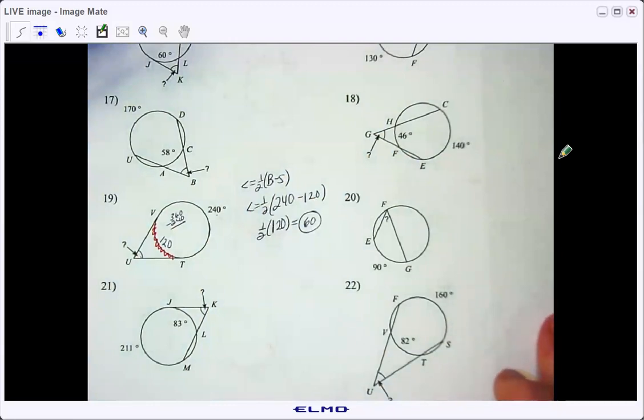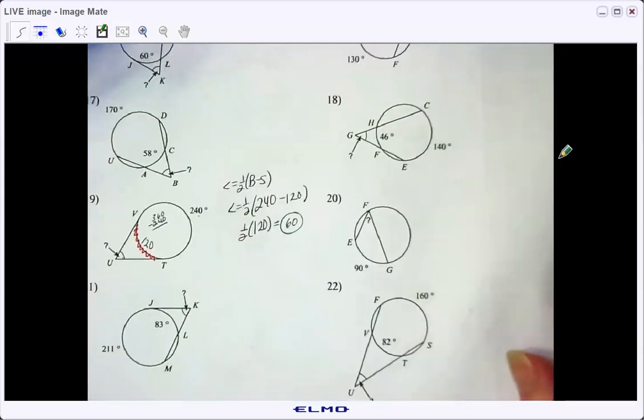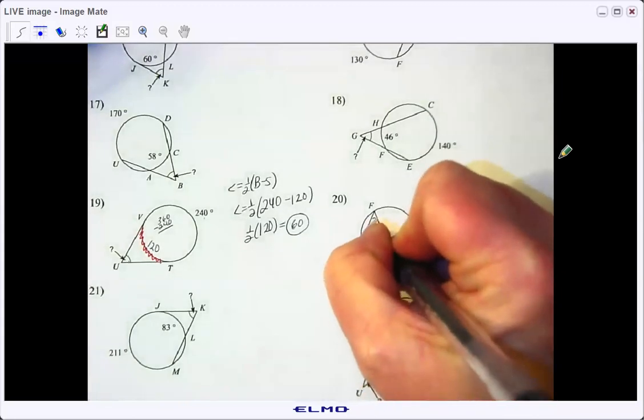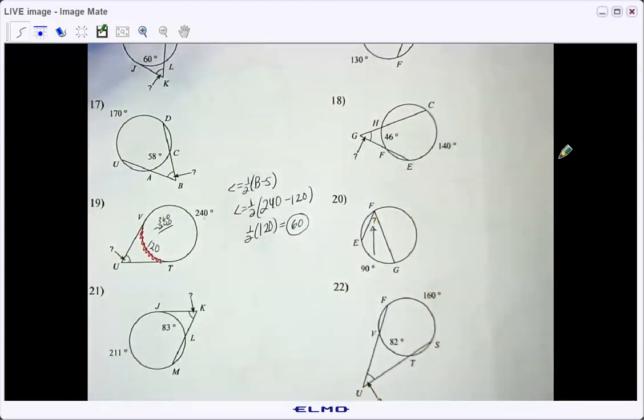Let's jump over to number 20. Put number 20 in the chat box. So we're going from the arc to the angle. Put the answer in the chat box. And if you don't know, you can say that too. Thank you, Octavia. That's correct. Yeah, good.